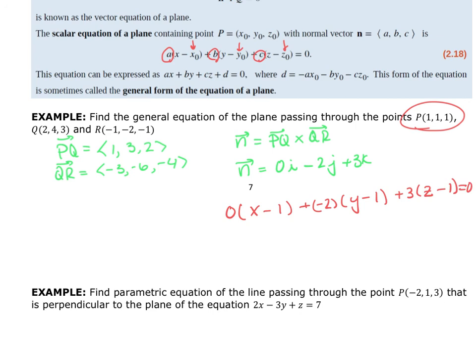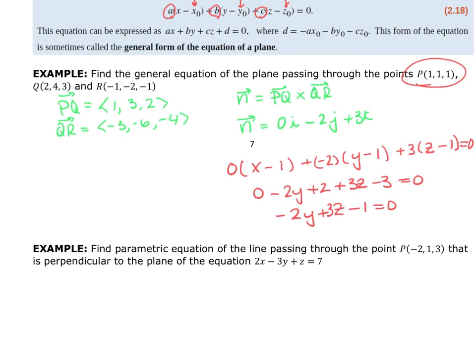So this is the scalar equation of a plane. To find the general form of a plane, I'm going to have 0 minus 2y plus 2 plus 3z minus 3 is equal to 0. So negative 2y plus 3z, excuse me, plus negative 1 is equal to 0. So that is the general form of the plane through those 3 points.